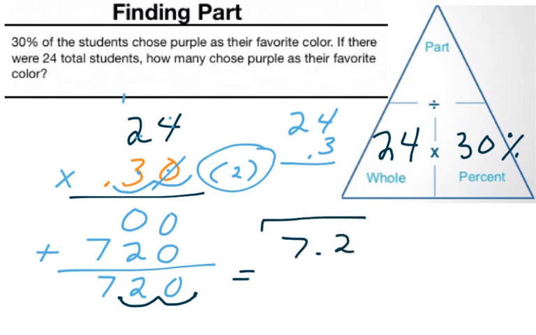Now understand this, there aren't going to be 7.2 students that chose purple here as their favorite color. There's going to be about 7 students. So you can understand in reference to your word problem, but that's how we solve for the part.